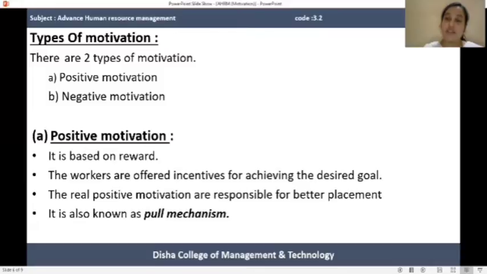So positive motivators are the real motivators who are satisfied with the organization, who are loyal, dedicated, committed to the organization. Whatever commitment they make, they try to fulfill. So positive motivators are the real motivators who help the organization to achieve its success, to achieve its objective. For getting success and for survival, positive motivation is highly necessary for the organization.